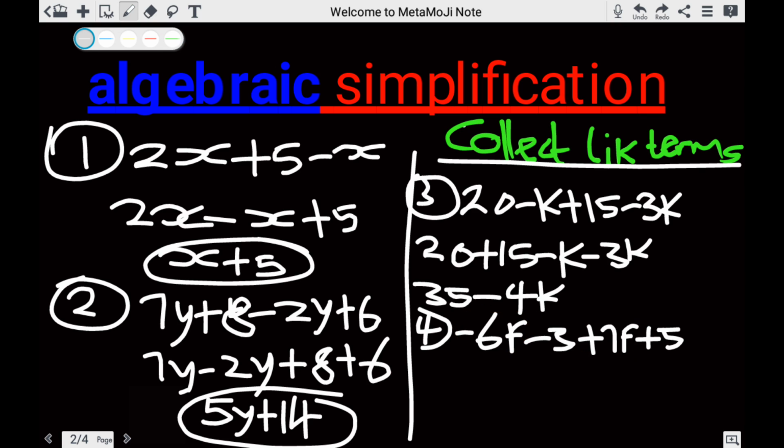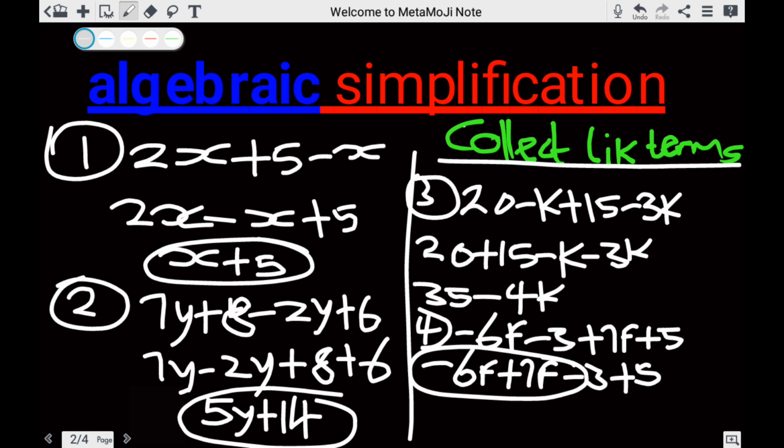So now, what is minus 6f plus 7f? Technically, we can also do it like this: minus 6f, sorry, it's f, not y. Minus 6f plus 7f, then minus 3 here, then plus 5. So you see that you need to rearrange it. The rearrangement of the expression is called collecting like terms. So what is minus 6f plus 7f?